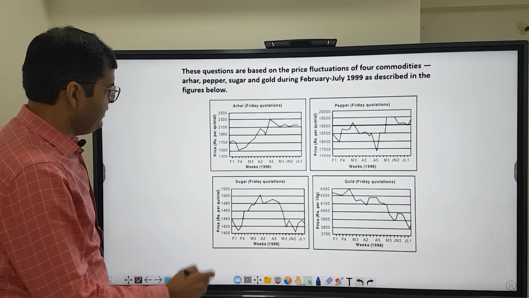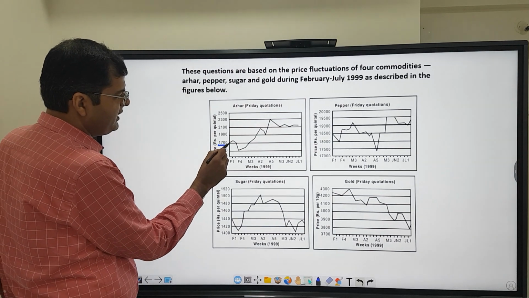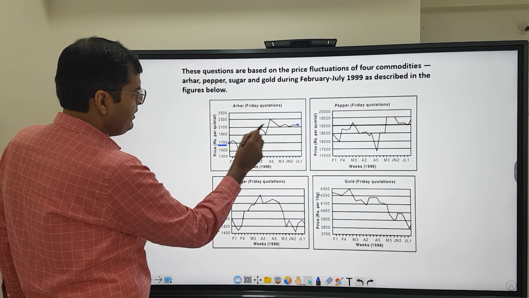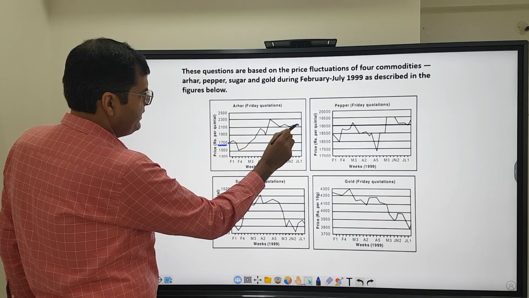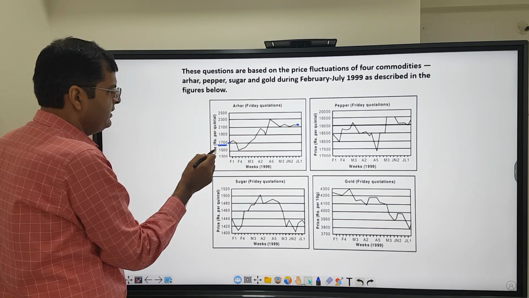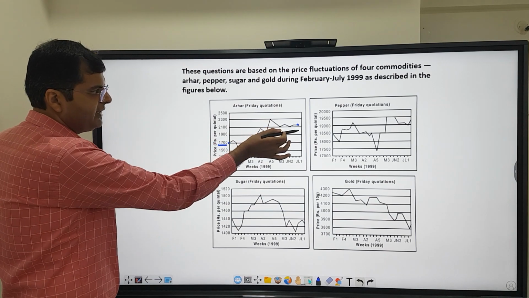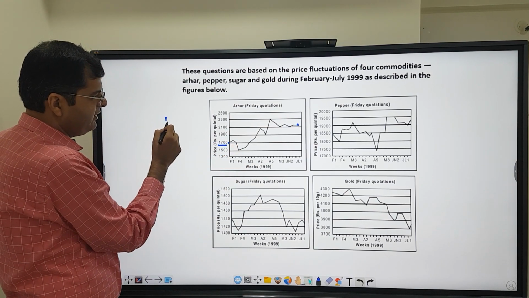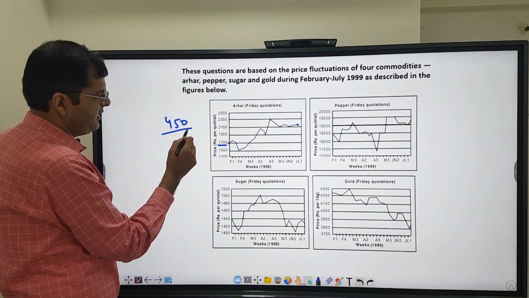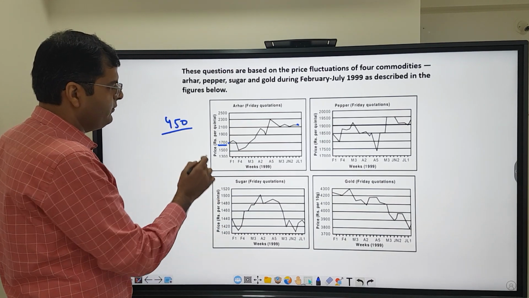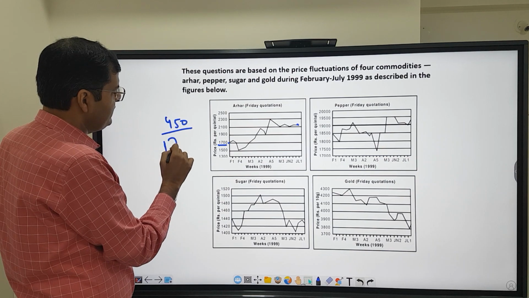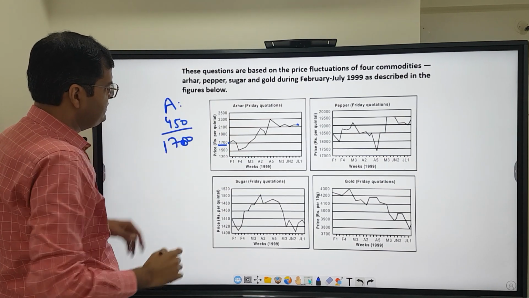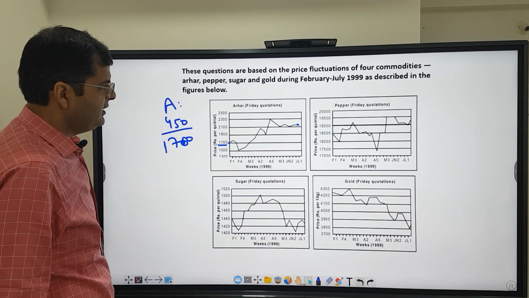If you look at Arhar, the start is somewhere around 1700 and it ends at maybe somewhere around 2150, something like that. So the difference is 2150 minus 1700, around about 450. We'll make it a ballpark figure. 450 divided by the start, 1700. So for Arhar, A, it is 450 by 1700, the ratio.